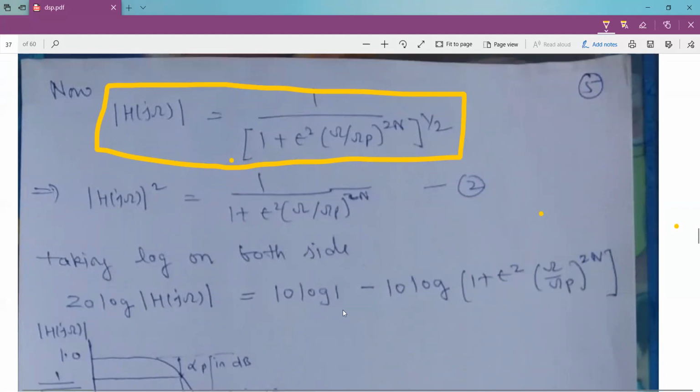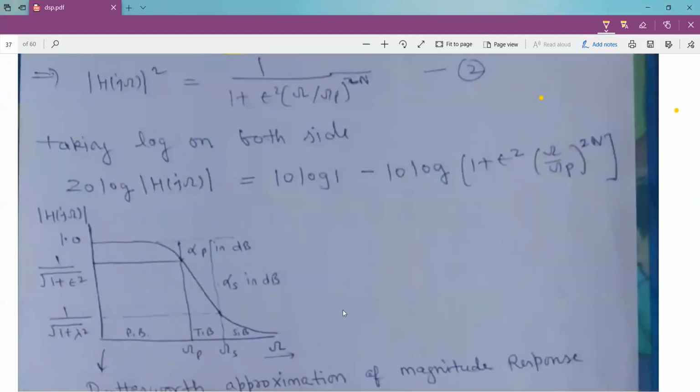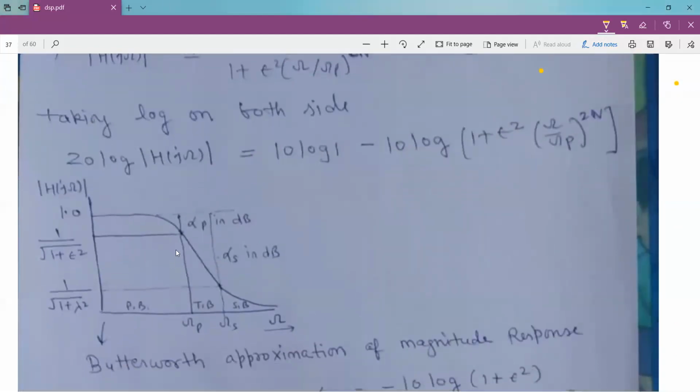But before proceeding to the mathematical calculation, we can see in this figure the various specifications are clearly mentioned here. Here we can see alpha p defines the maximum allowable attenuation in the passband at passband frequency omega p, and alpha s is the minimum allowable attenuation in the stopband at stopband frequency omega s. Also, epsilon and lambda are the allowable parameters for passband and stopband magnitude response respectively.